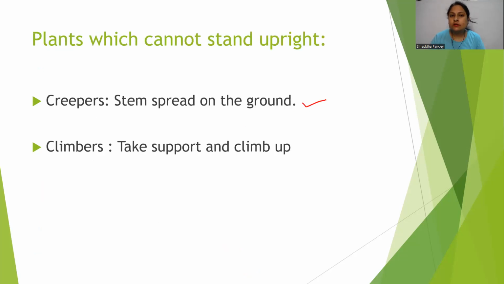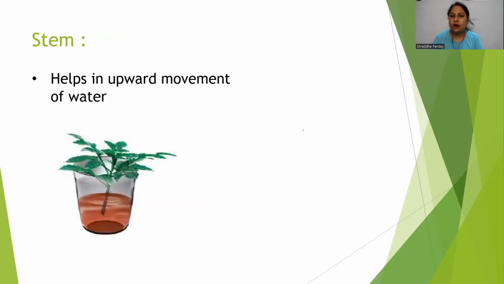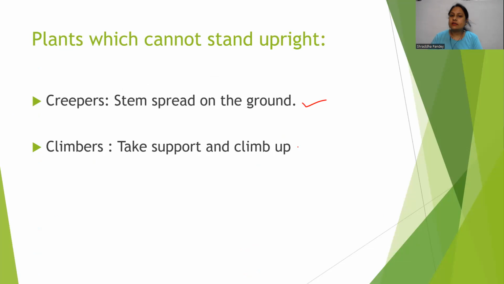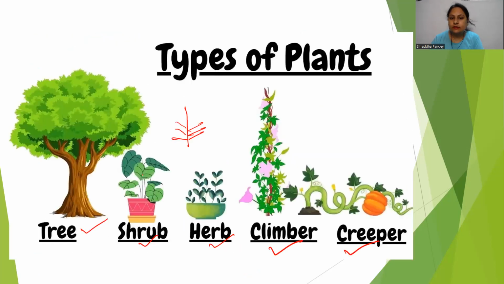Creepers' stems spread on the ground. See this, it is spreading on the ground, and the other plant takes the support and climbs up. That is climbers. For example, you must have seen climbers, that is bitter gourd plant, cucumber. They take the support and they climb. So they are climbers. Then there is a creeper which creeps, that is pumpkin, then watermelon. These are creepers. Shrubs are hibiscus, rose. Trees we know: banyan, peepal tree, then gulmohar tree. So these are trees.